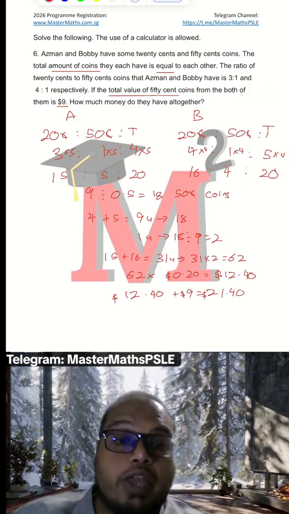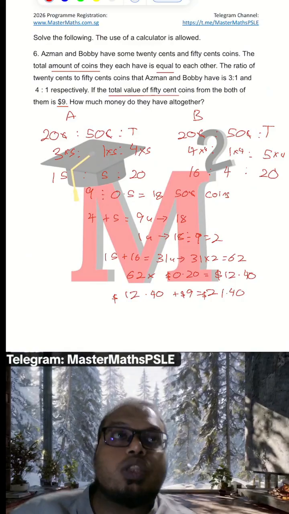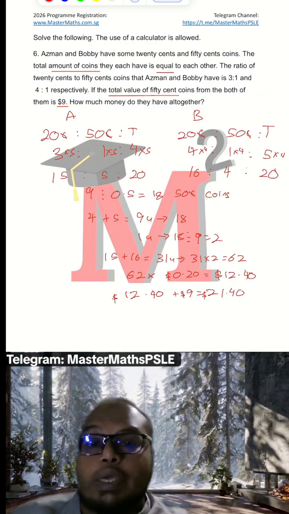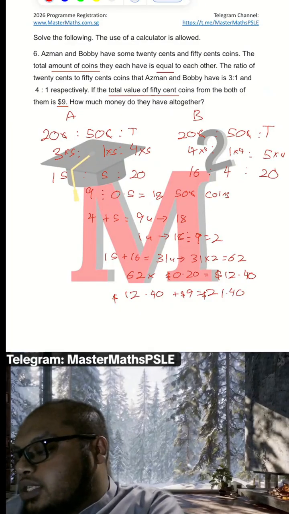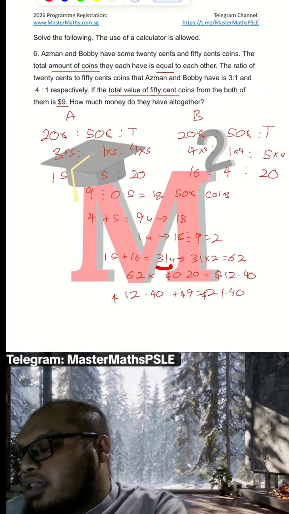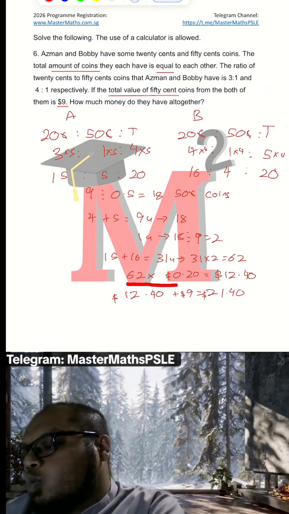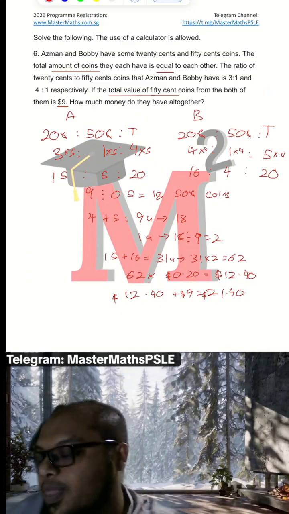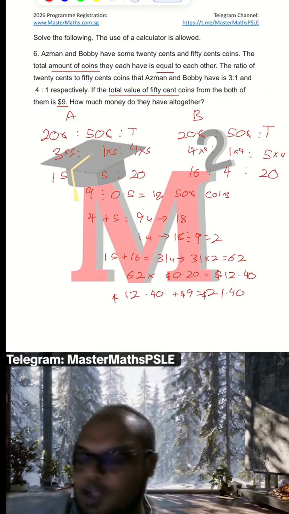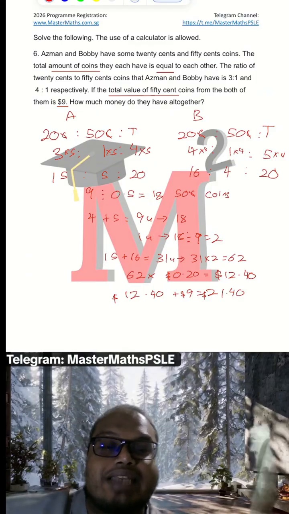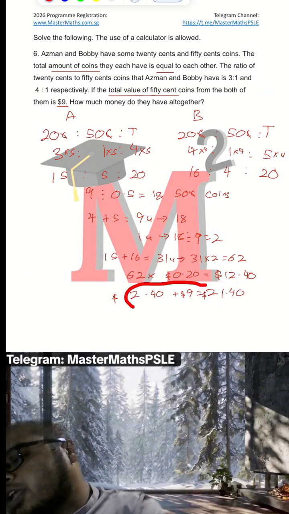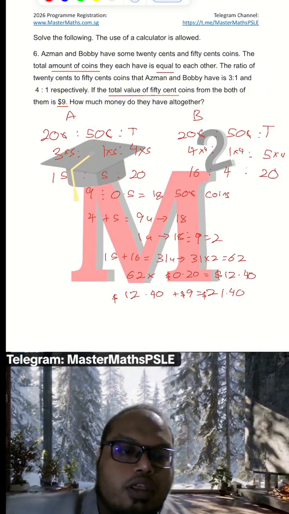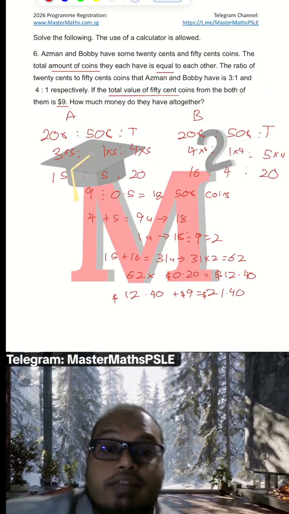So how much money do they have altogether? We already know the total value of the 50 cent coins. Now what we have to do is find the total value of the 20 cent coins. So for 20 cents, the units is 15 and 16, which is 31, times 2 is 62. 62 times 20 cents is $12.40. So the total value of the 20 cents is $12.40. Total value of 50 cents is $9. So I put them all together, I got $21.40. Okay, so the answer is $21.40.